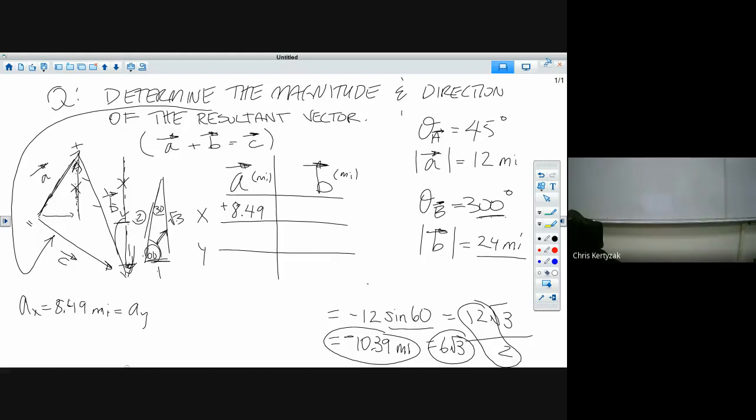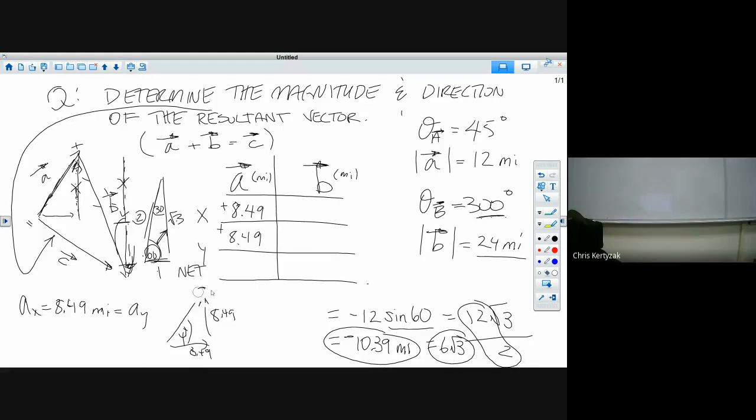The Y component I know had to be equal to AX because it was 45 degrees, right? So if this was 8.49, then this had to be 8.49 because it was a 45 degree angle. So 8.49 miles, those were equal. This right here is really your net. This is the row where you're going to put the net result.